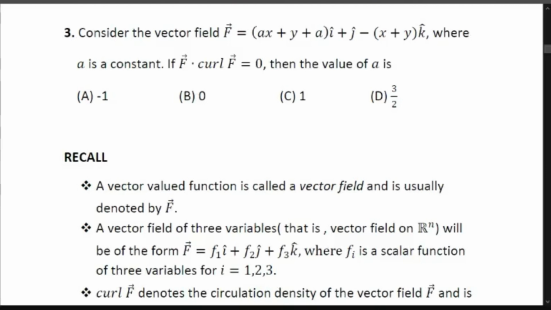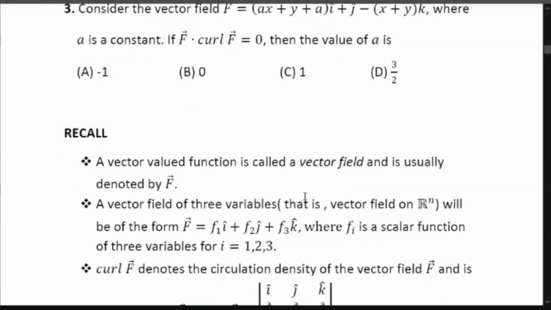So actually a vector field is Sir. What?